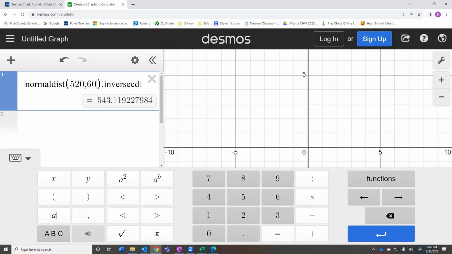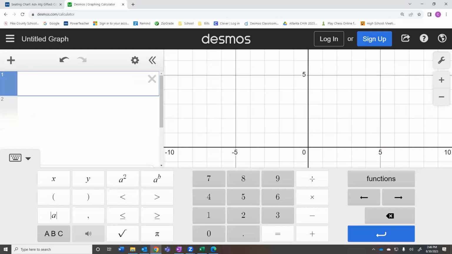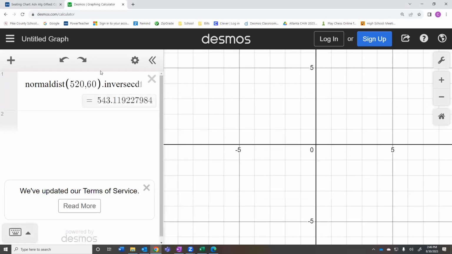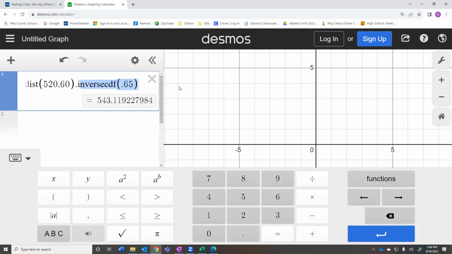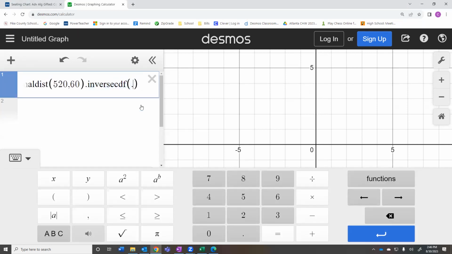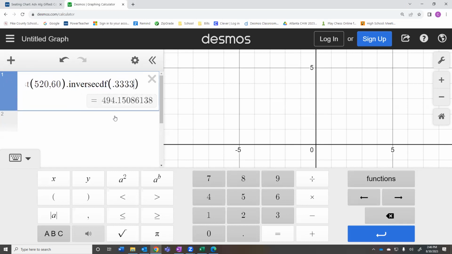So now notice I don't get a number like negative 0.67, 1.35, 2.06, a number between 0 and 3 or negative 3. I get a number like 543, and that's an SAT score. So now it's actually changed it to an SAT score. I just hit the wrong button. So let's hit Control Z right quick. And now let's see what percentage we want inside the parentheses. We currently have 65%. We want 33.3%.